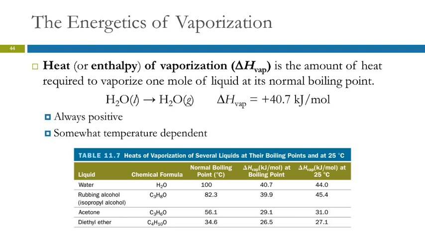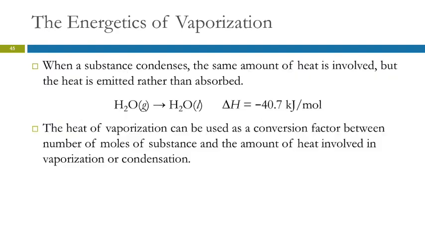So we vaporize the water. It absorbs 40.7 kilojoules per mole. If we take that same water and we condense it, conservation of energy says we can't create or destroy energy by just heating water, vaporizing and condensing water. When we condense a mole of water, that same amount of energy has to come back out. So condensation, we just change the sign. We don't have a special name for that because it's just the opposite of vaporization. So we can use the heat of vaporization as a conversion factor to look at moles of substance and the amount of heat involved in vaporizing or condensing them.